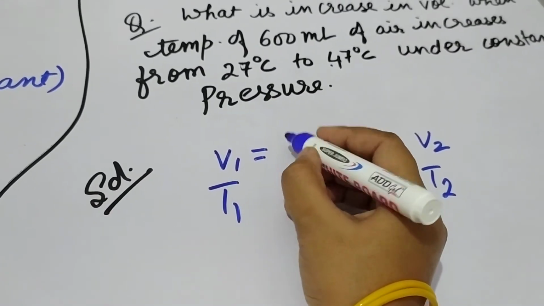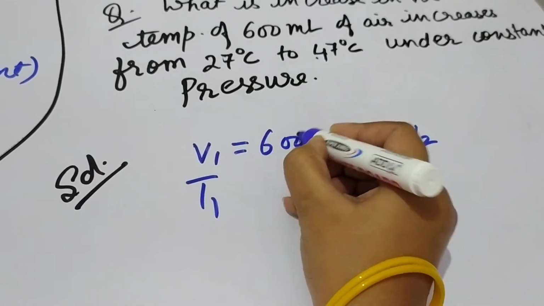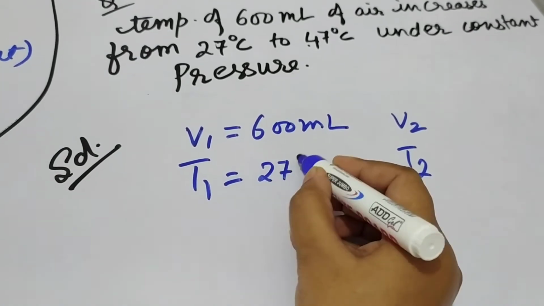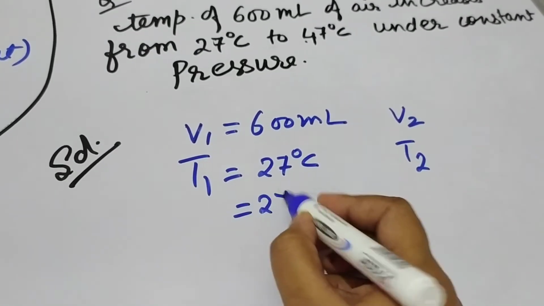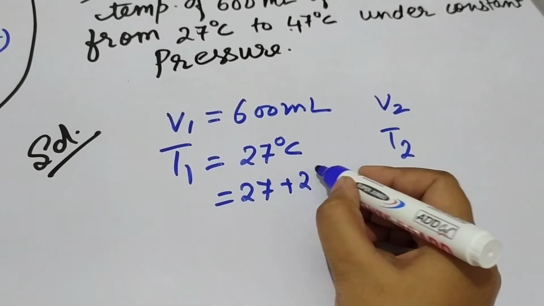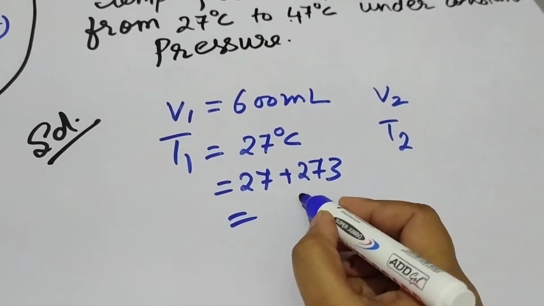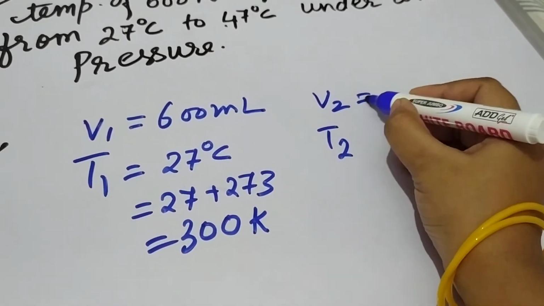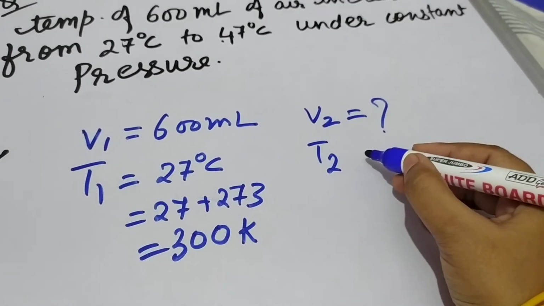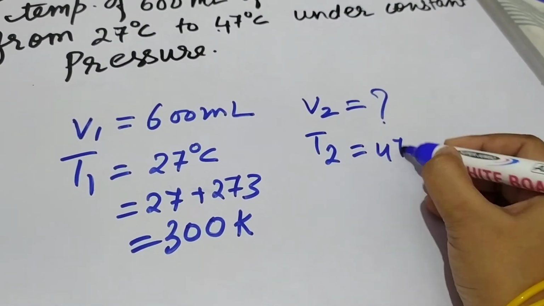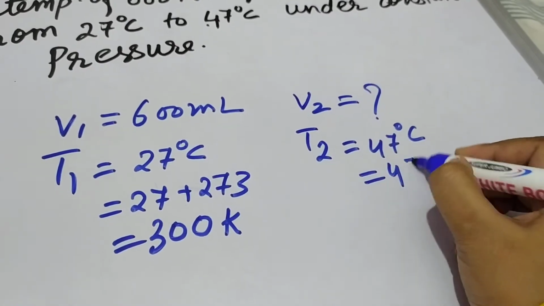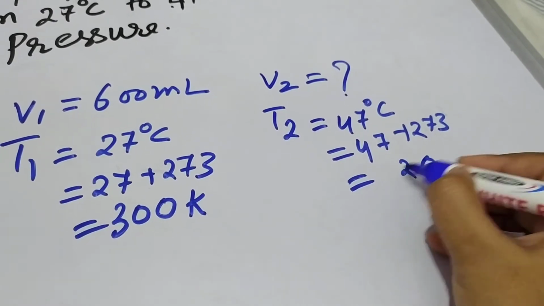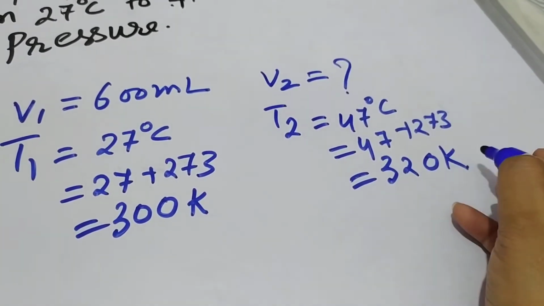So V1 here is volume one, which has been given as 600 ml. The first temperature is given as 27 degrees Celsius, and this we have to convert into Kelvin because in numericals we use the temperature in Kelvin only. So it will become 300 K, and V2 you have to find out, and T2 has been given as 47 degrees Celsius, that is equal to 47 plus 273, that is equal to 320 Kelvin.